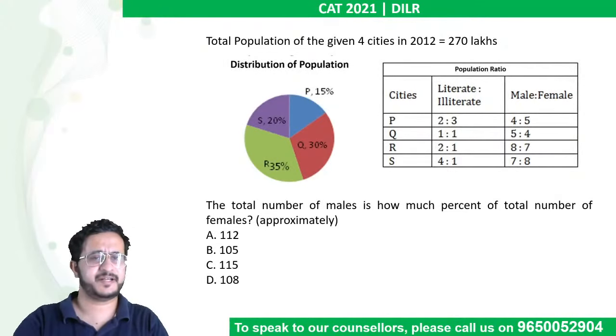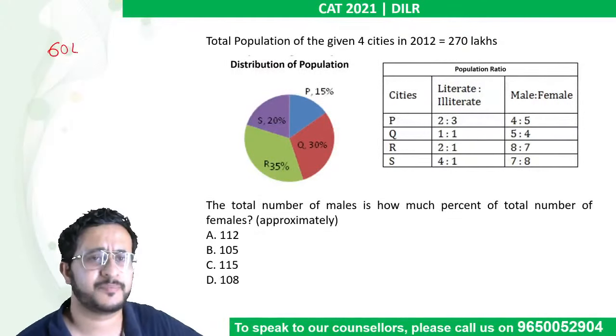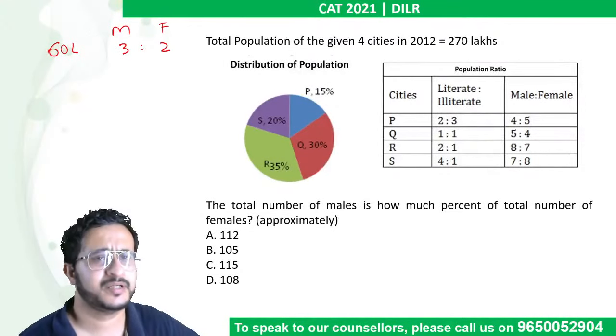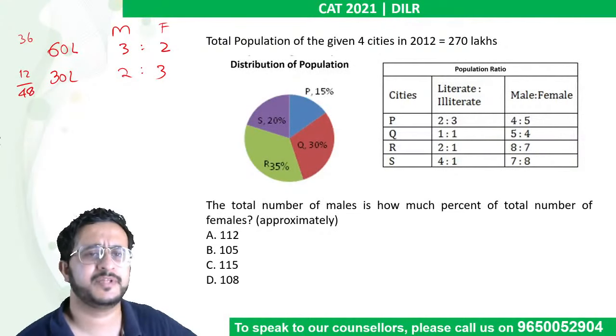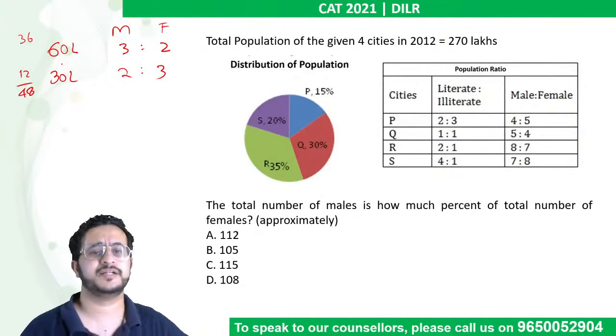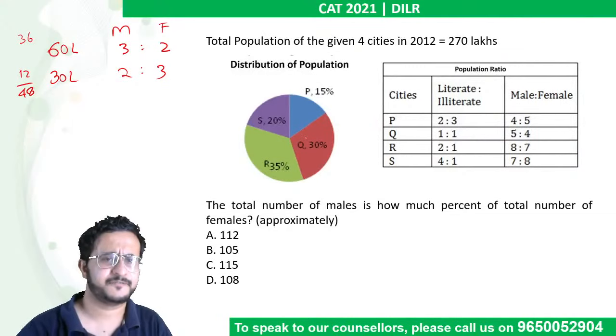See, population is different, right? Suppose I say there is a state which has 60 lakh population. Male ratio female is 3:2, right? If I say there is a state with 30 lakh population, male ratio female is 2:3. Will you say that the total number of males is the same? No. Calculate this separately. That will be 60% 36 and 40% 12. So 48 lakh will be the males and 42 will be females. No, you cannot do that. Don't add that way. Population is different for different states.